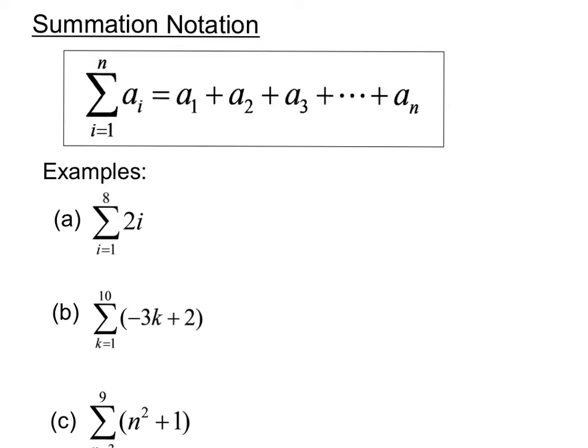Now let's review summation notation. This is something that you should already know. 2i with i starting at 1 and going to 8. That means 2 times 1 plus 2 times 2 plus 2 times 3 plus 2 times 4 all the way to plus 2 times 8.